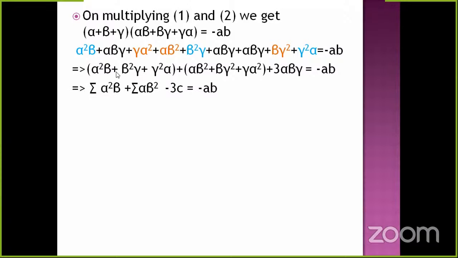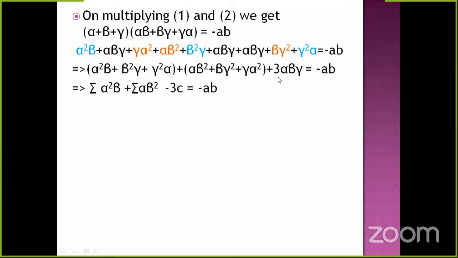See, this can be written as summation of alpha square beta. So children, what is the meaning of summation? In the summation, we will take the term beta after alpha and the term alpha after beta. Alpha, beta, gamma will be in rotation form. So this is written as summation of alpha square beta, and this term can be written as summation of alpha beta square.